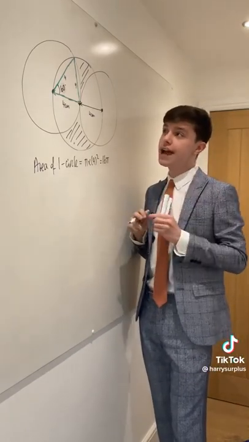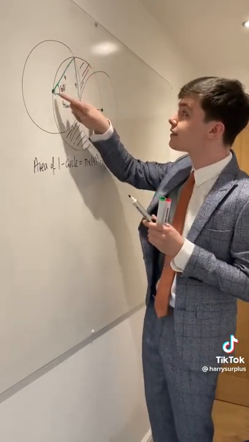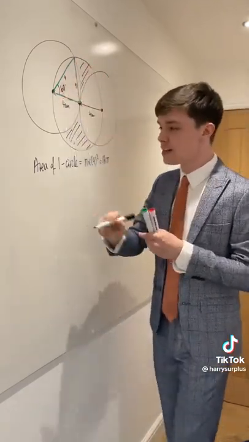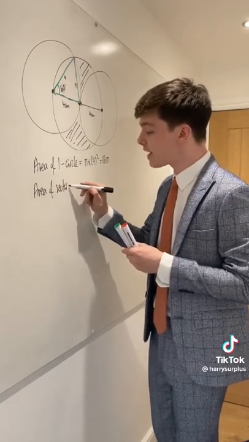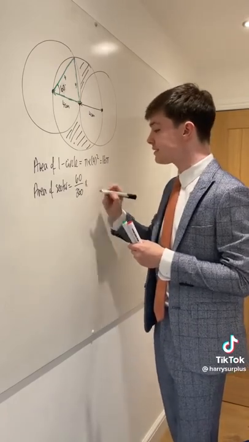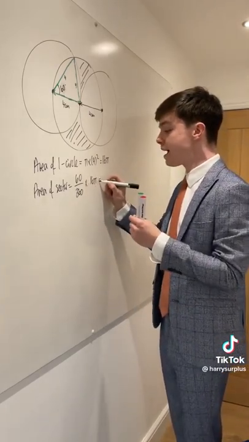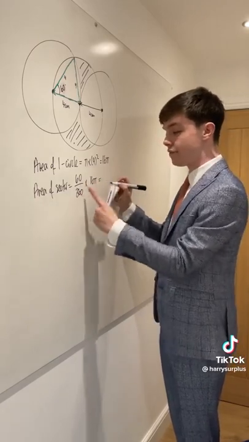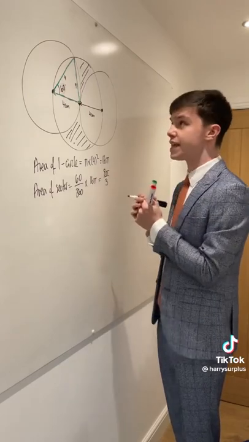Then I'm going to work out the area of this sector. It's 60 degrees of the full circle, so the area of the sector is 60 out of the full 360 times the area, 16 pi. That's a sixth of 16 pi, that's 8 pi over 3.